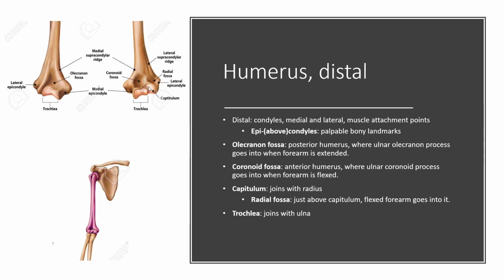The capitulum is this little rounded portion, which is where the radial head attaches. And then there's the radial fossa just above it, which does the same thing the coronoid fossa does when the elbow flexes.